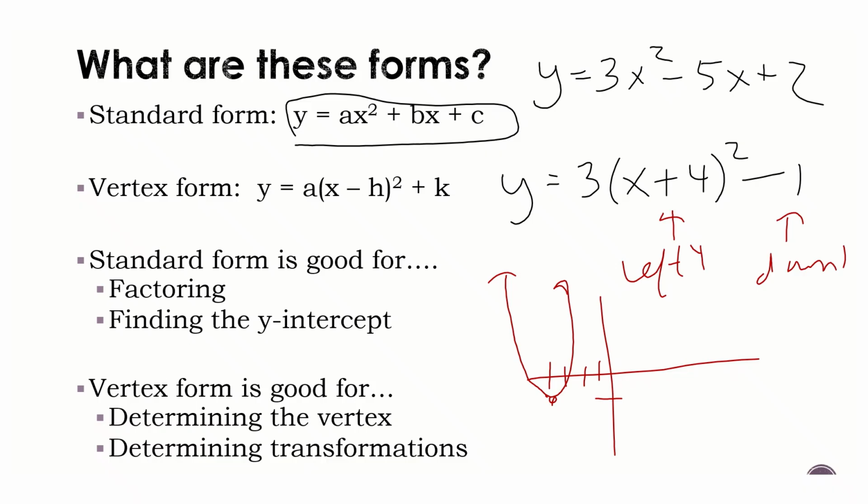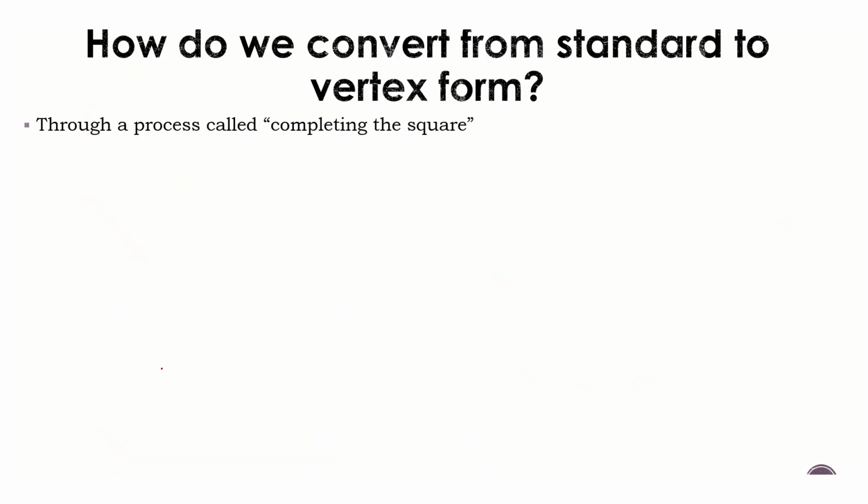All right, now, how do we convert from standard form into vertex form? How do we go from one form to the other? It's through a process called completing the square. And that can mean something to you algebraically, or it can mean something to you geometrically. Ideally, both, but we haven't really covered enough of the algebra yet.